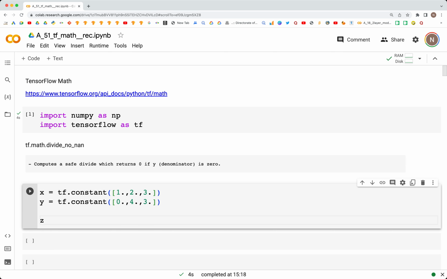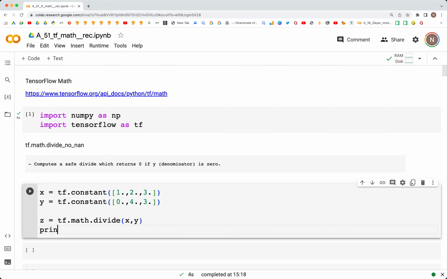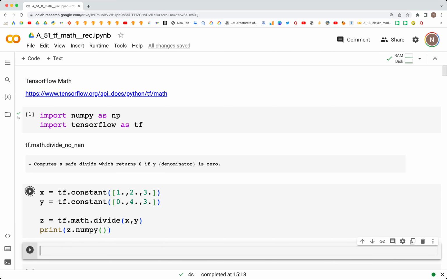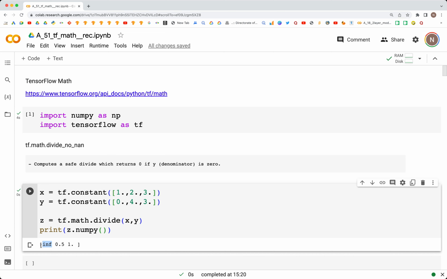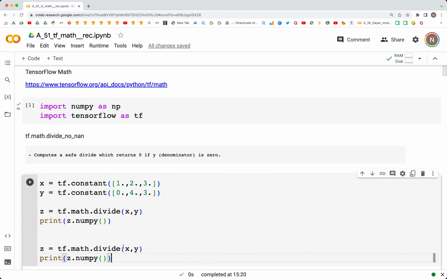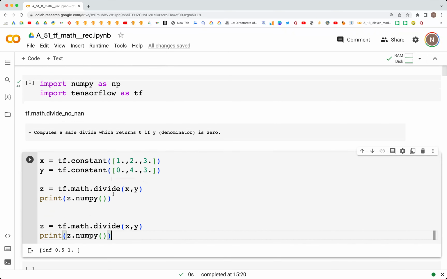Now if you perform the division, we usually would do it this way: tf.math.divide x comma y, and then we can print the value for z like so. And what this gives us is a value of infinity in the very first position because we are dividing 1 by 0. With divide no nan, we can still use the 0, but then in the output we'll get a 0 instead of nan.